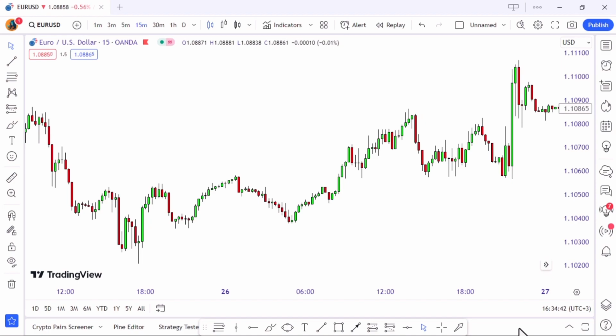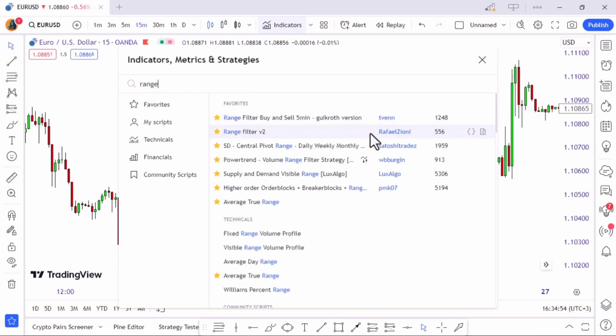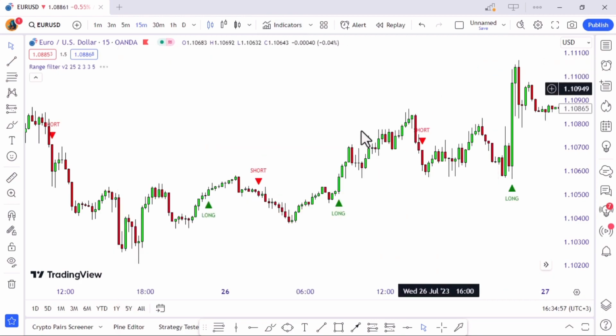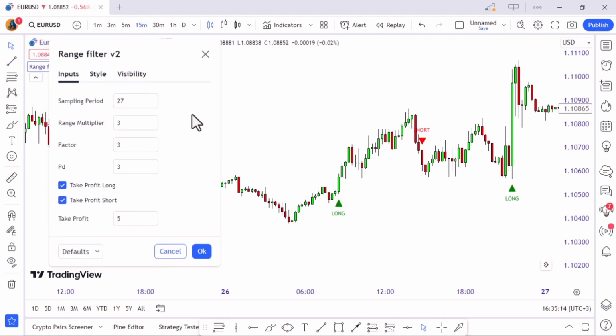Now head over to your trading platform indicator section and add the Range Filter version 2 indicator to your chart. It's a crucial tool in this strategy. Alright, let's fine-tune this indicator for optimal results. Go to the inputs tab and set the sampling period to 27. Adjust the range multiplier to 3, and these tweaks will help you filter out the noise and get clearer signals. With these settings in place, you'll be all set to make your long and short trades based on those improved indicator signals.